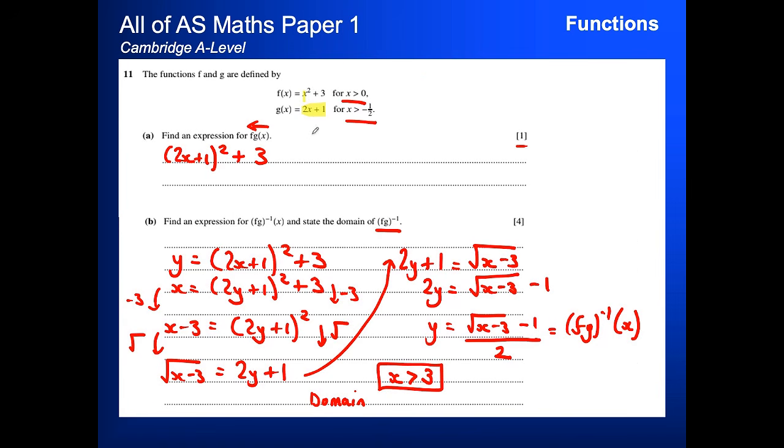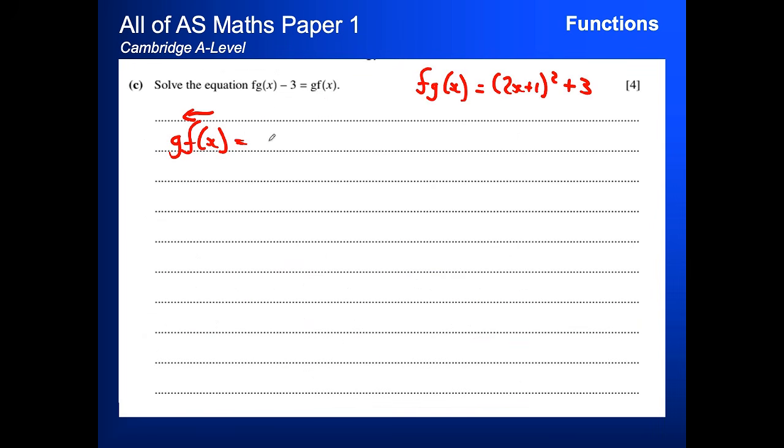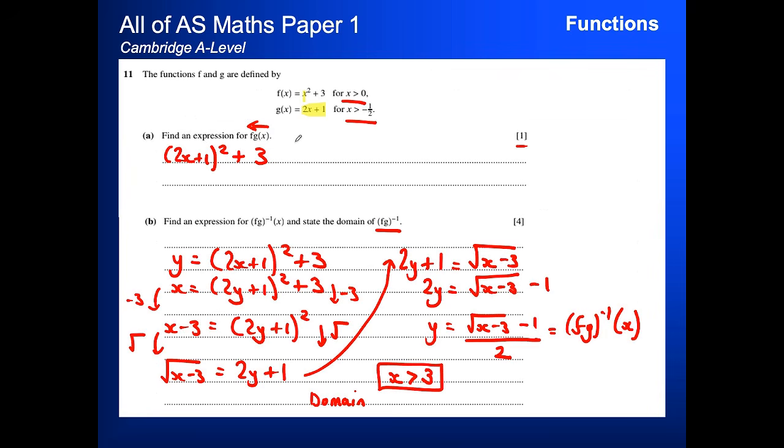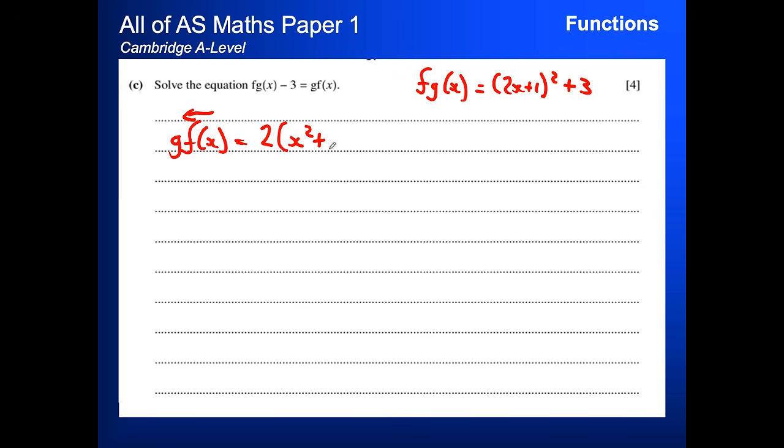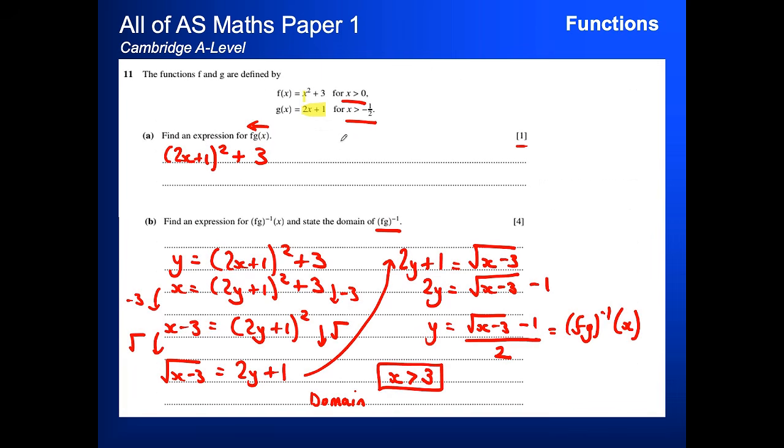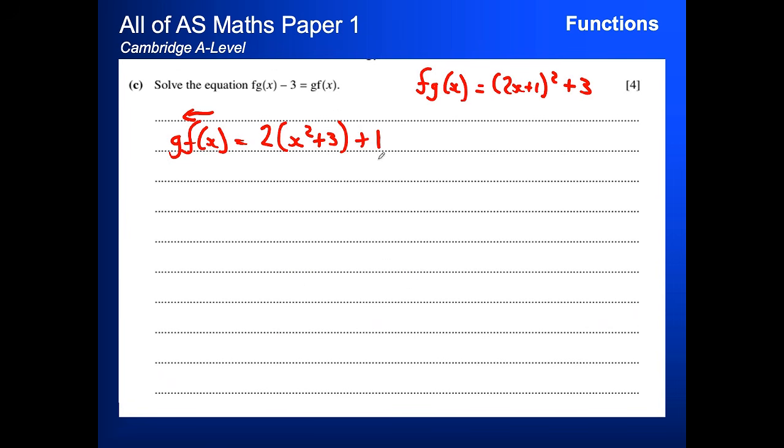So wherever I see an x in my g function, I'm going to replace it with x squared plus 3. Now if I do that, I get 2 lots of x squared plus 3 and plus 1, so let's get the plus 1 outside. And you can expand this so we can get 2x squared, well 3 times 2 is 6, and then plus 1 is the 7.